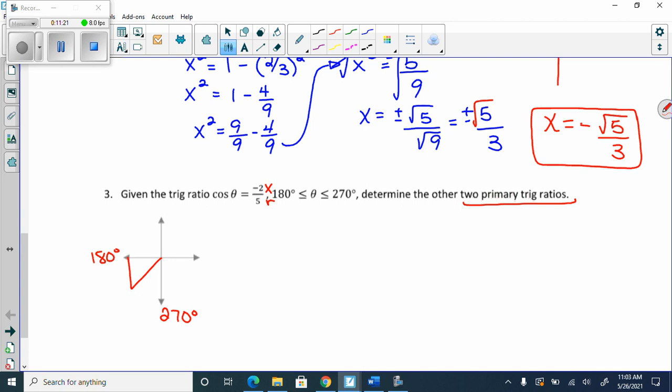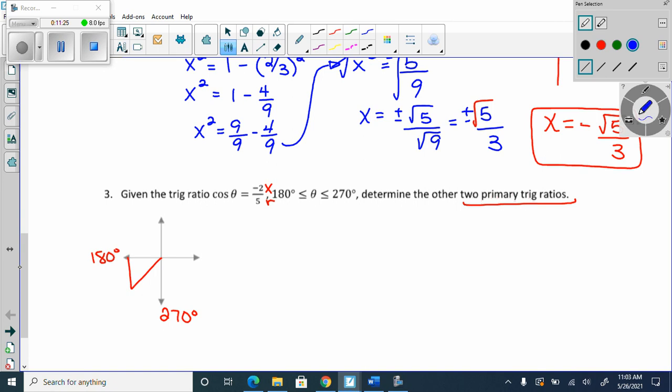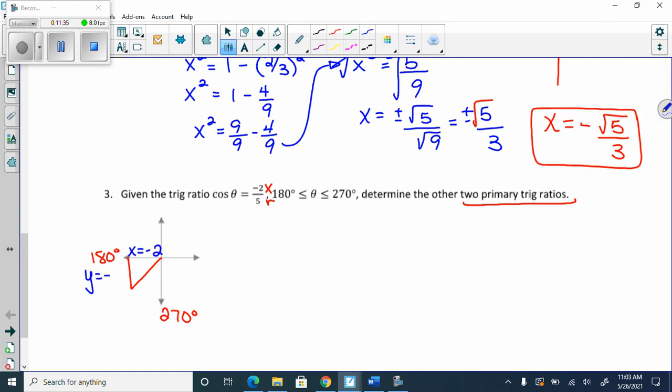Okay? So I always draw the bow tie reference triangle. And I have x is equal to negative 2. And the moment I draw this, I go y equals negative, and I know I'm going to have to find out what it is, but I put a negative sign there because y's are all negative in quadrant 3, right? And then my r is 5. So I need to solve for y.